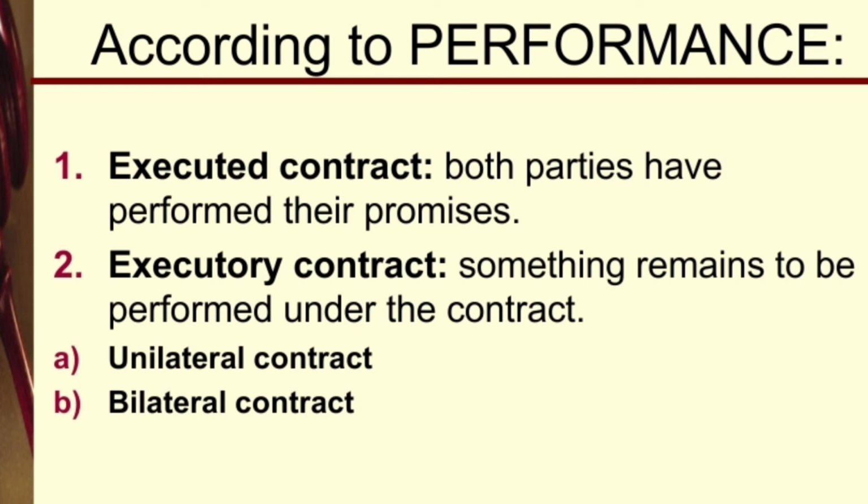On the other hand, we have executory contracts, which is basically a contract in which something remains to be done by either one or both of the parties, depending on whether it's a unilateral contract or a bilateral contract. And the meaning of an executory contract will be better understood once you look at the difference between unilateral and bilateral contract in the next lecture.